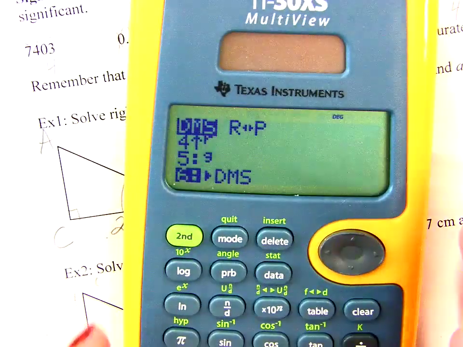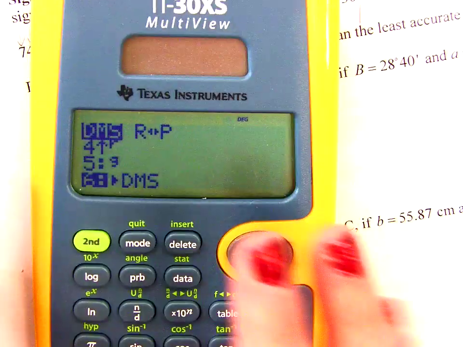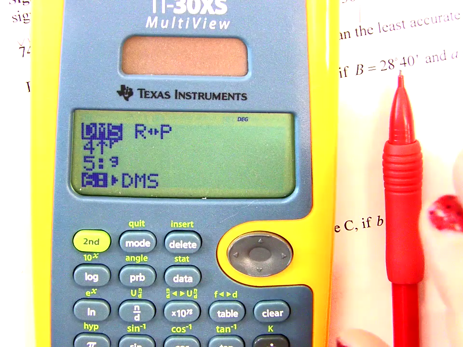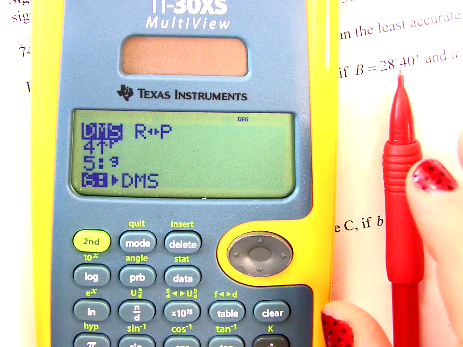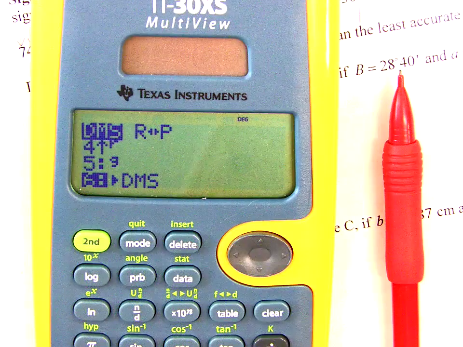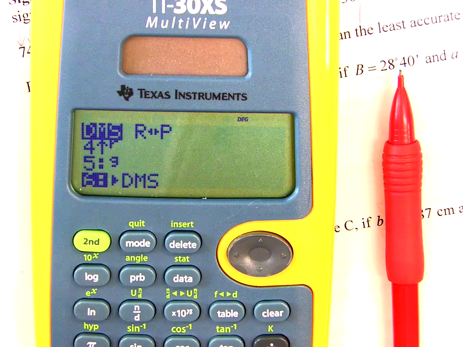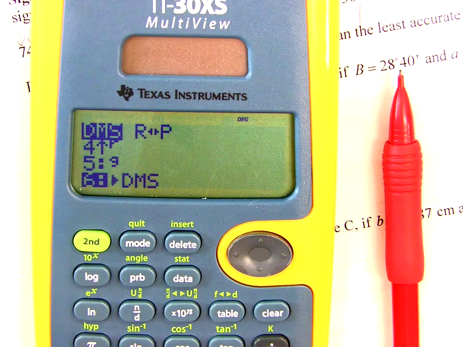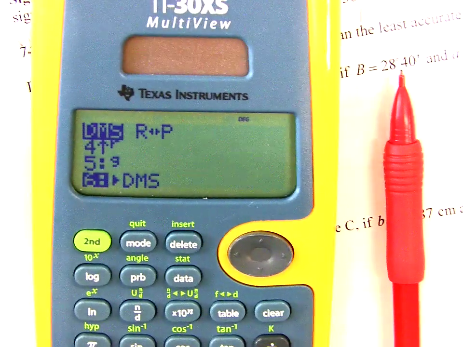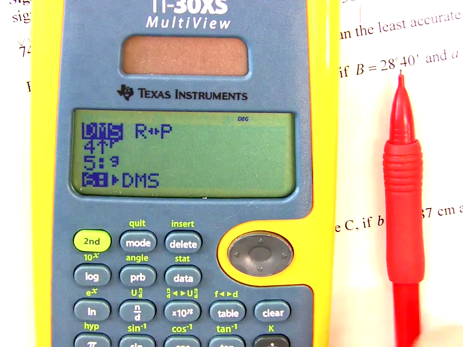Let me see. It's just saying DMS. Let's clear this. I don't know what's the matter with it. Second angle, choice 6. I don't know. Oh, sorry. Okay, thank you. You're welcome.